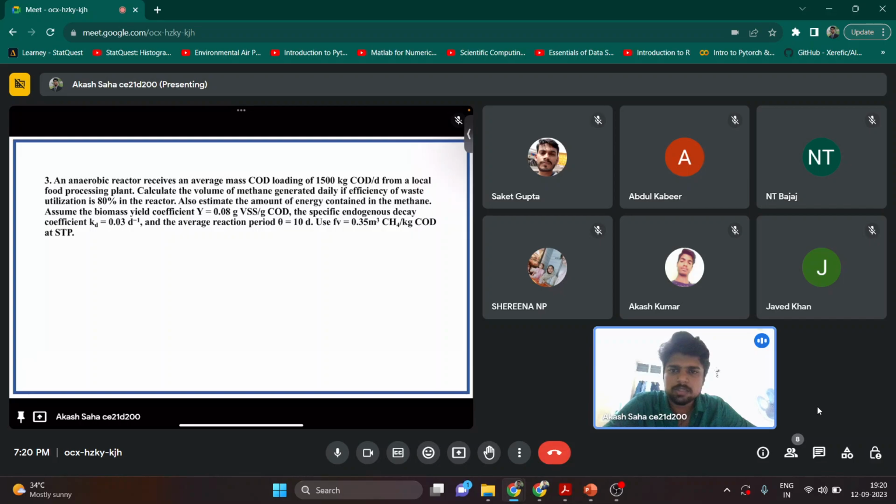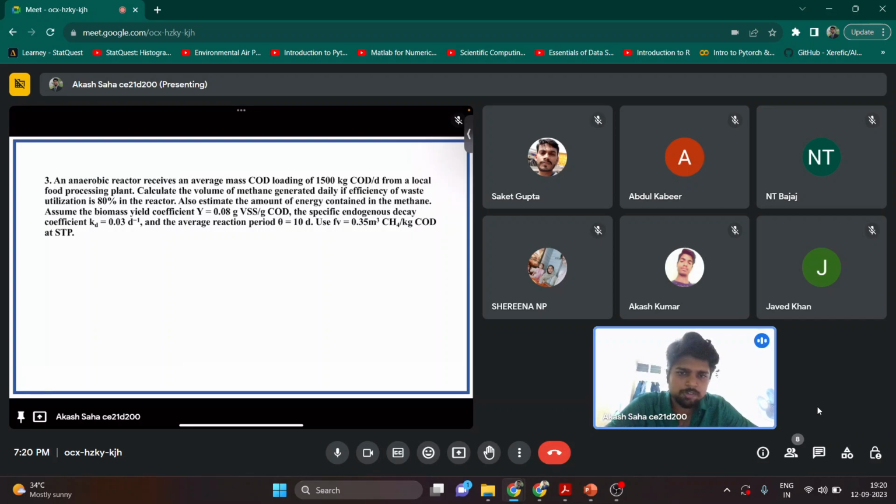Okay, the next question. It looks like a bigger question, but it is also a very simple question. An anaerobic reactor receives an average mass COD loading of 1500 kg COD per day from a local food processing plant. Calculate the volume of methane generated daily if the efficiency of waste utilization is 80%. Also estimate the amount of energy contained in methane.